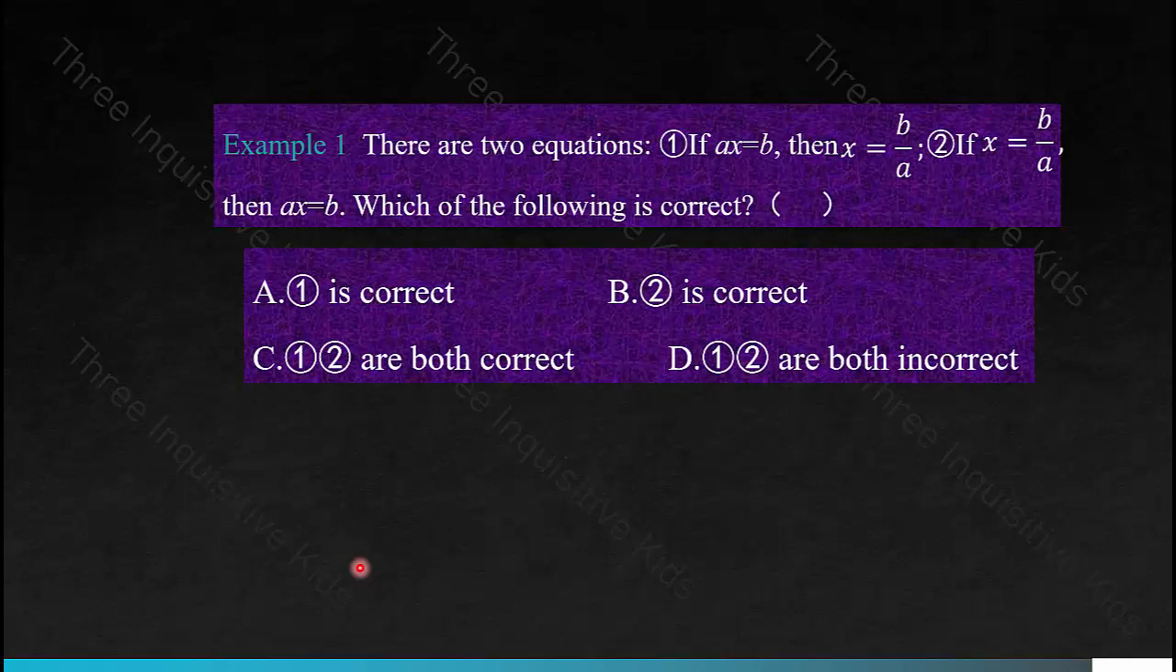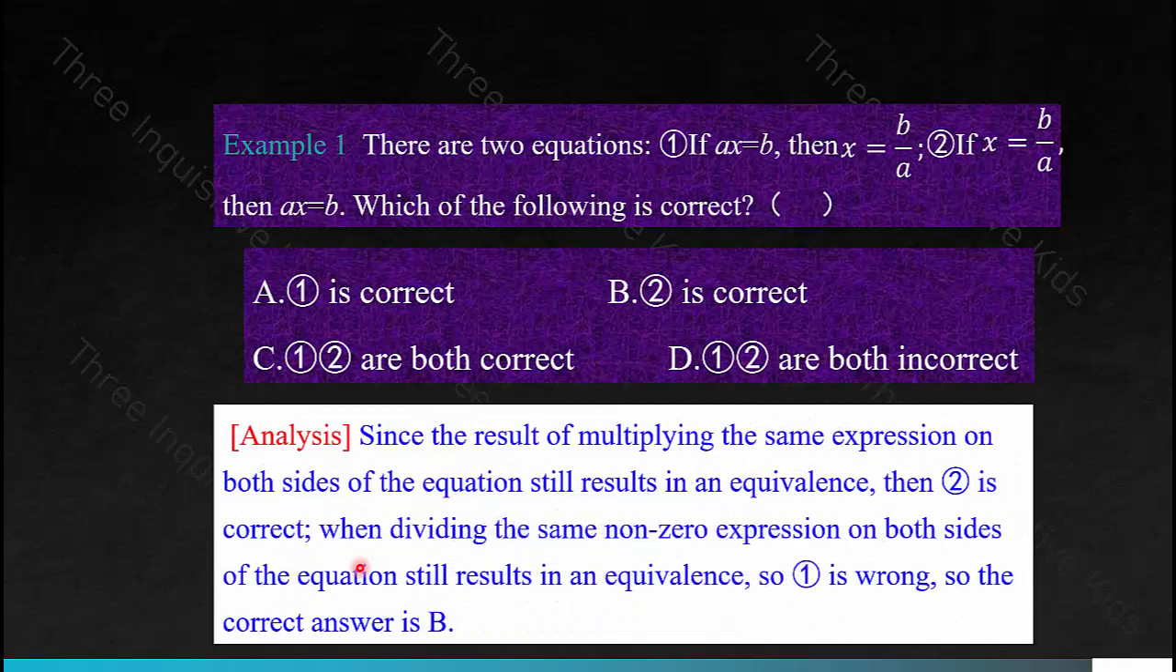Example 1. There are two equations. The first one is if ax is equal to b, then x is equal to b over a. And the second one is if x is equal to b over a, then ax is equal to b. Which of the following is correct?